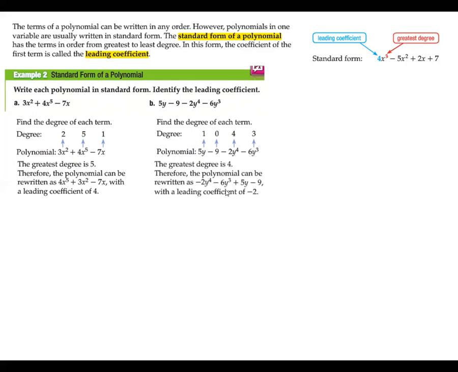If we rewrite it in order, you have to be careful. You have to take the sign of the term with it when you rearrange them. So that minus 2y to the 4th goes in front. Then comes minus 6y cubed. The 5y is positive, so you would add it, plus 5y. And then minus the 9, and the leading coefficient is negative 2. Now, your leading coefficient is allowed to be negative. You're just not allowed to have negative exponents.